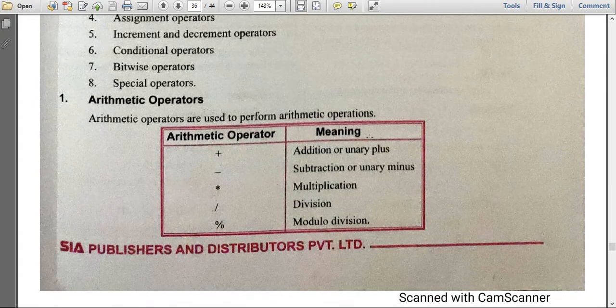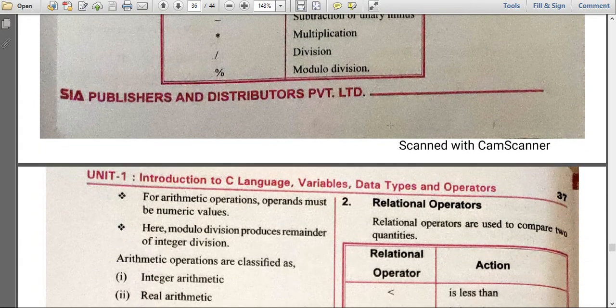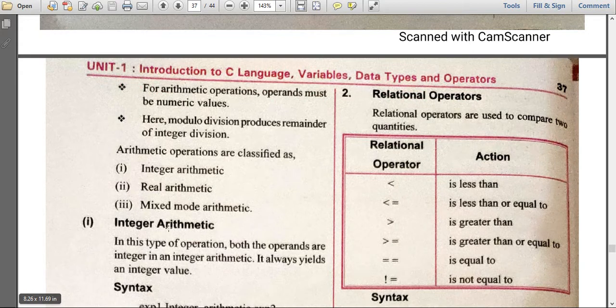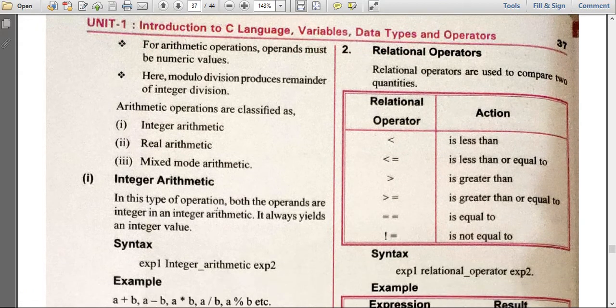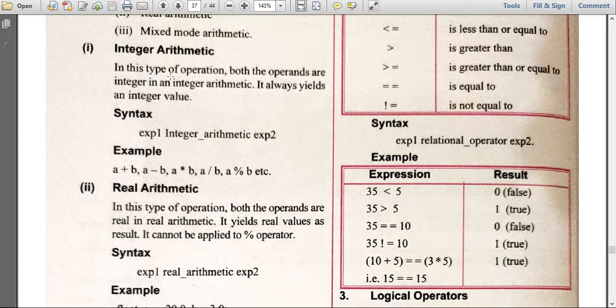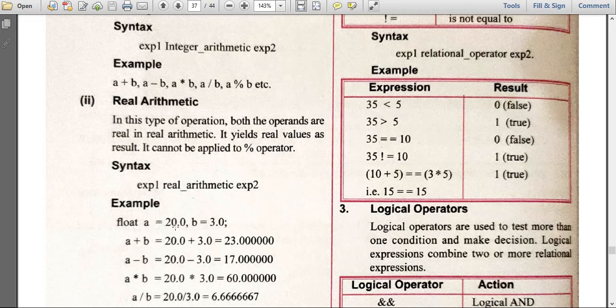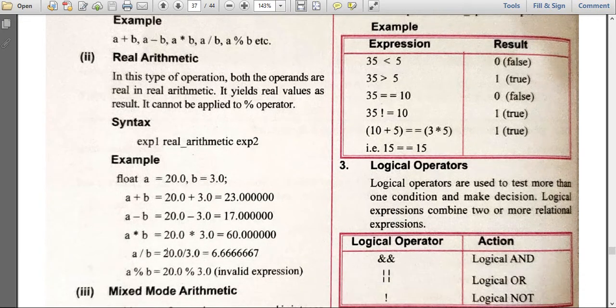Arithmetic operators: plus for addition, minus for subtraction, multiplication, division and modulo division. For arithmetic operations, operands must be numerical values, and modulo division produces the remainder of integer division. There is integer arithmetic, real arithmetic and mixed mode arithmetic. In integer arithmetic, both a and b values are integers. In real arithmetic, both operands are real values, in the sense float values. For example, a equal to 20.0, b equal to 3.0. If I perform arithmetic operations on these floats, it is real arithmetic.